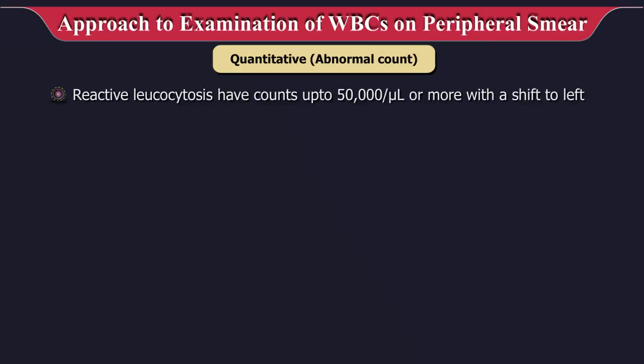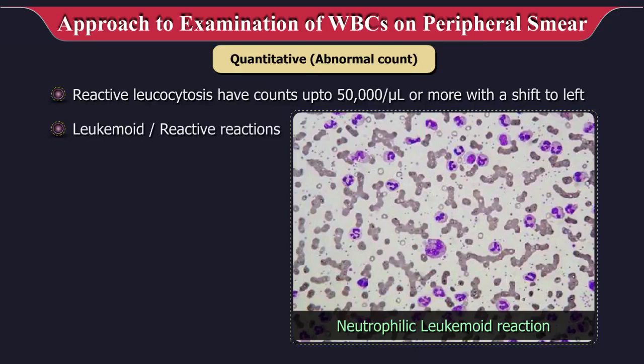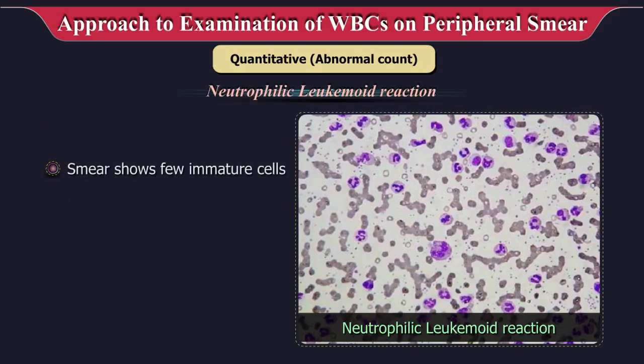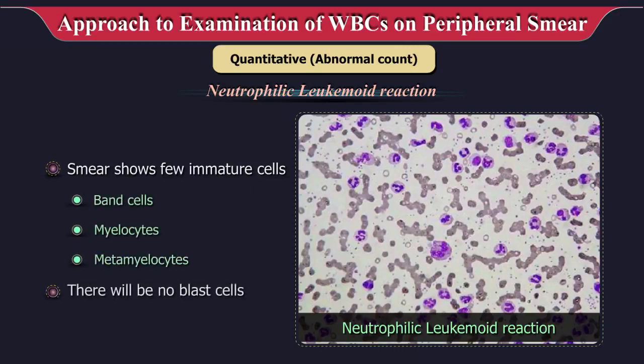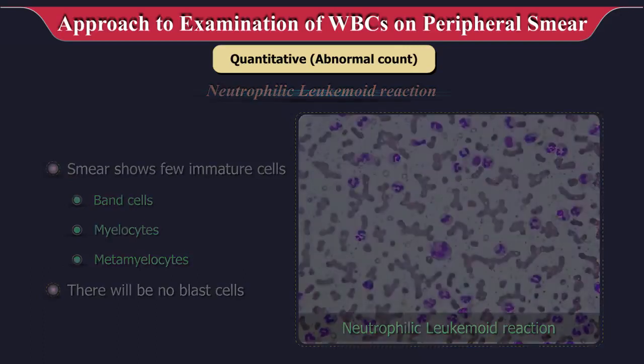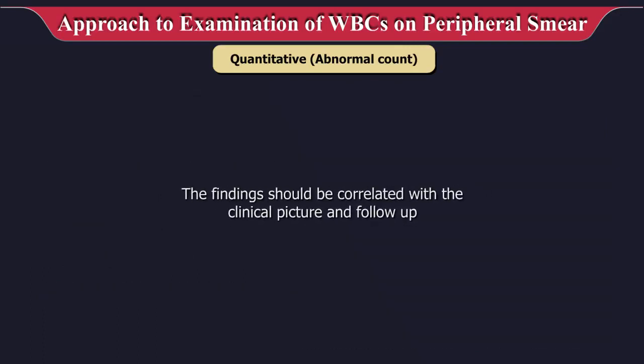Reactive leukocytosis may have counts up to 50,000 per microliter or more with a shift to the left. Leukemoid reactions can be neutrophilic, eosinophilic, lymphocytic or monocytic. The smear may show few immature cells like the band cells, myelocytes and metamyelocytes. There will be no blast cells. The finding should be correlated with the clinical picture and follow-up is a must.